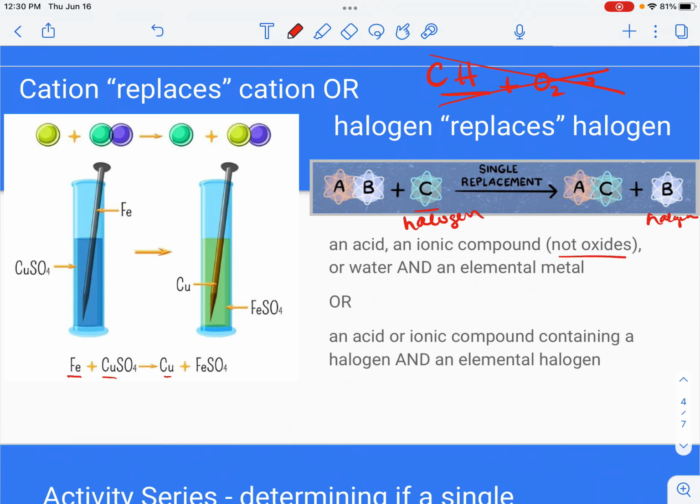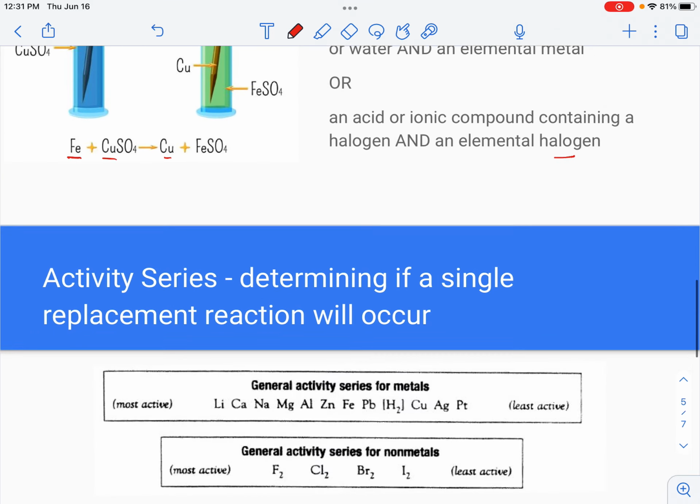You will not find oxides. You will find your acid, your ionic compounds, your water, and an elemental metal, or you'll have your acid, your ionic compound, and an elemental halogen, okay? So be on the lookout for that. Keep them straight so that you're not calling that combustion a single replacement.